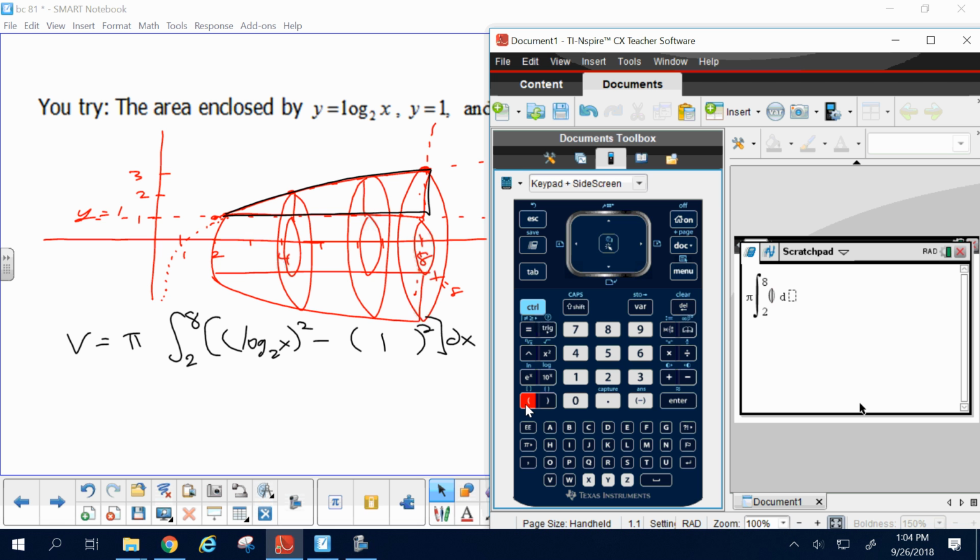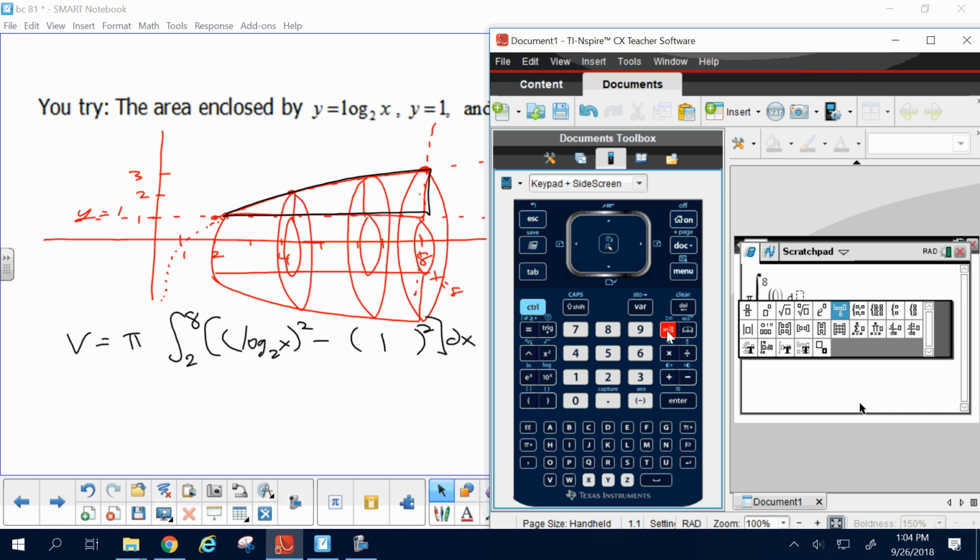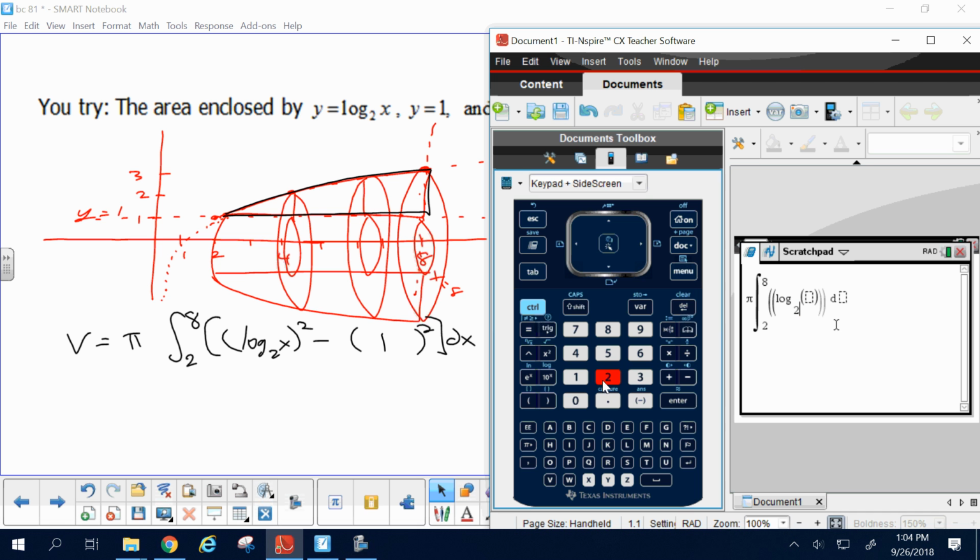Parentheses, big parentheses, set other set of parentheses. These two. X squared minus one. Did you get 80.1038? Yes.